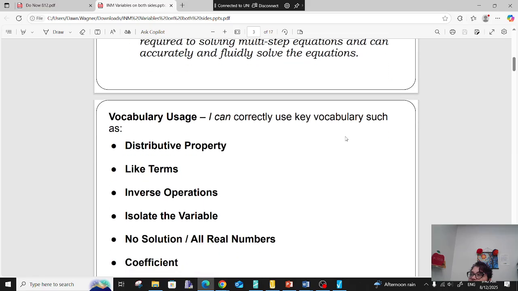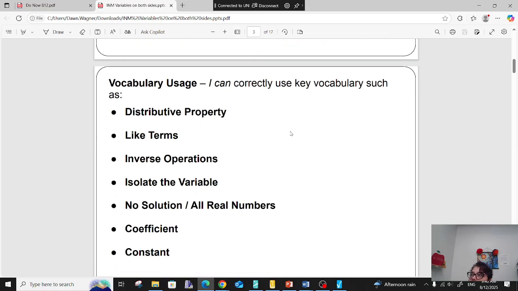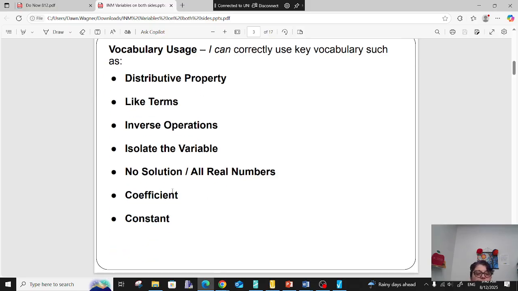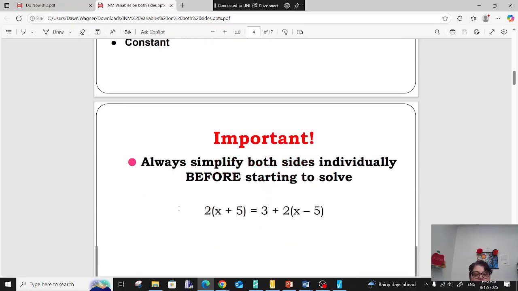So some of the vocabulary that we need to know is distributive property. We all distributed. Like terms, inverse operations, isolate the variable. After I'm done with this, I just realized there wasn't a page on this one. We're going to have to add some notes to your notes about no solution and all real numbers. That's when your variables end up falling out. It's called identities, coefficient, and constant.